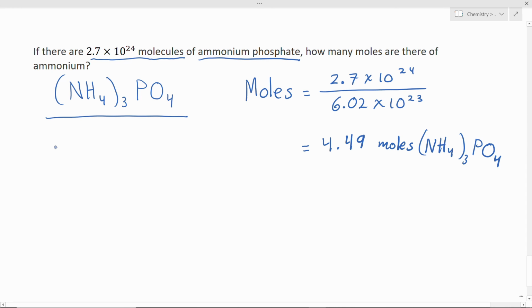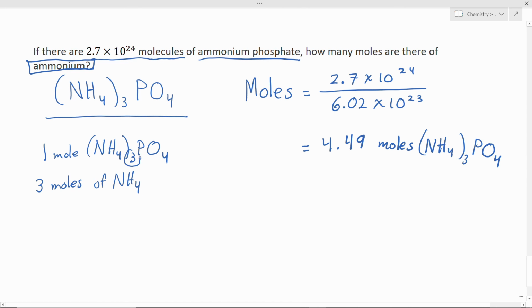Now, to figure out how many moles there are of ammonium only, not of the entire compound, we have to do a similar thing that we did in the previous question. And that is, if there is 1 mole of the compound, then we can say that there are 3 moles of ammonium.